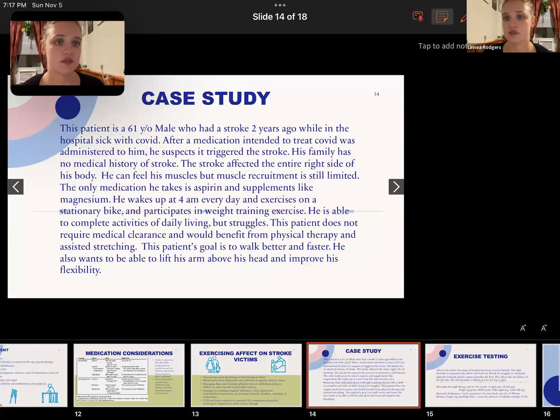So he can feel his muscles, but muscle recruitment is still limited. The only medication he takes is aspirin and supplements like magnesium. He wakes up at 4 a.m. every day and exercises on a stationary bike and participates in weight training exercise. He is able to complete activities of daily living but struggles with it. This patient does not require medical clearance and would benefit from physical therapy and assisted stretching. The patient's goal is to walk better and faster. He also wants to be able to lift his arm above his head and improve his flexibility.